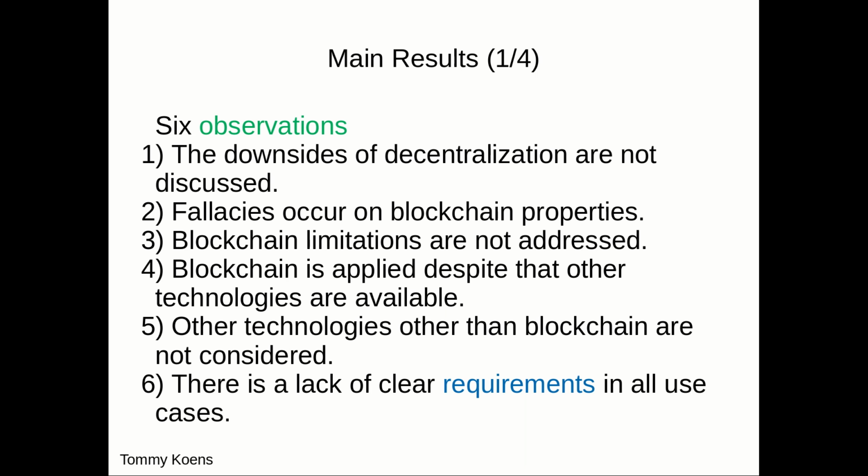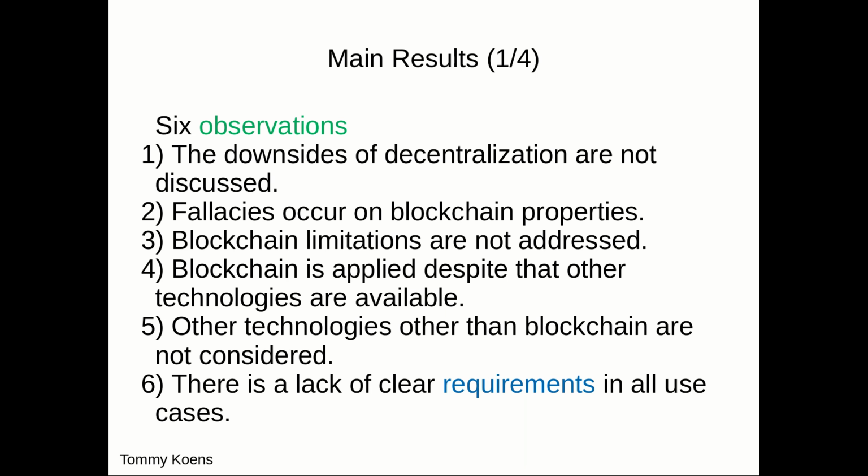The second observation is that fallacies occur on blockchain properties. For example, blockchain is trustless, or the blockchain is immutable, or blockchain is fully decentralized. And there already is research showing that these fallacies are indeed incorrect. However, we observe that these fallacies are being used in the use cases as an argument to use blockchain.